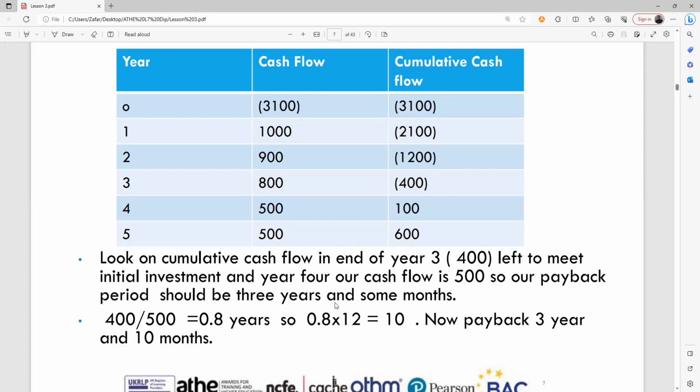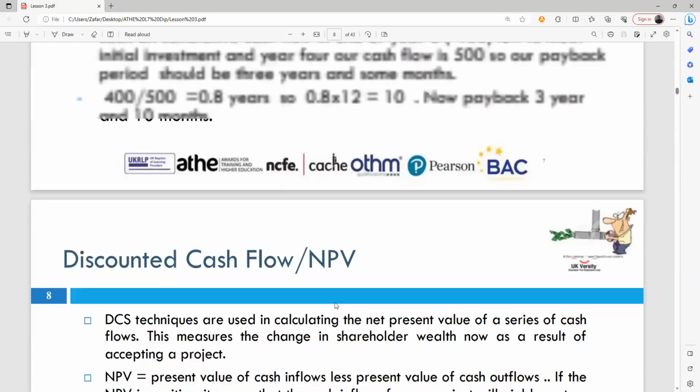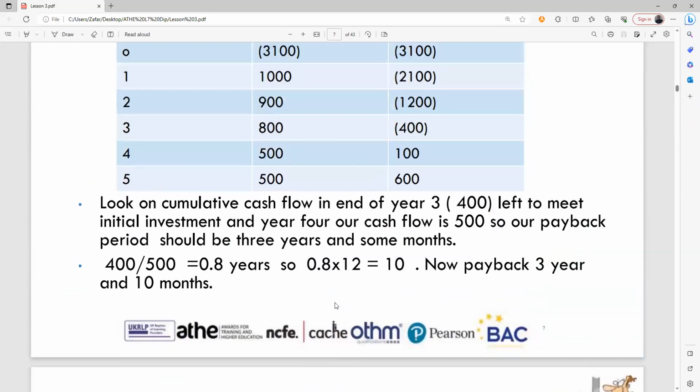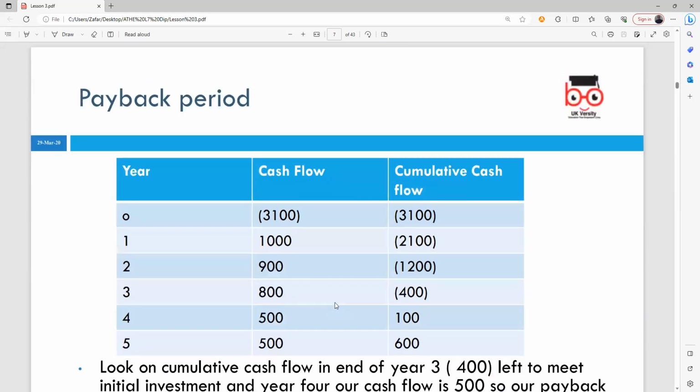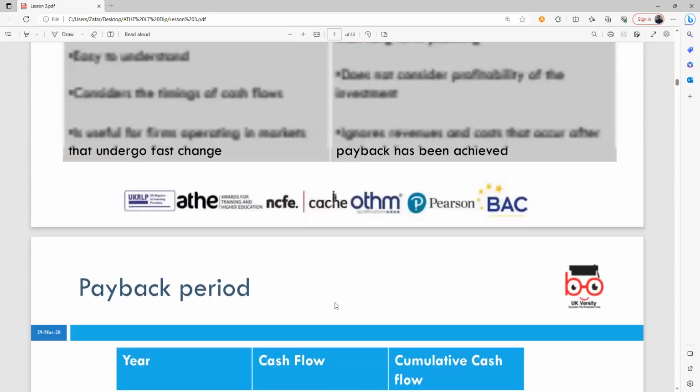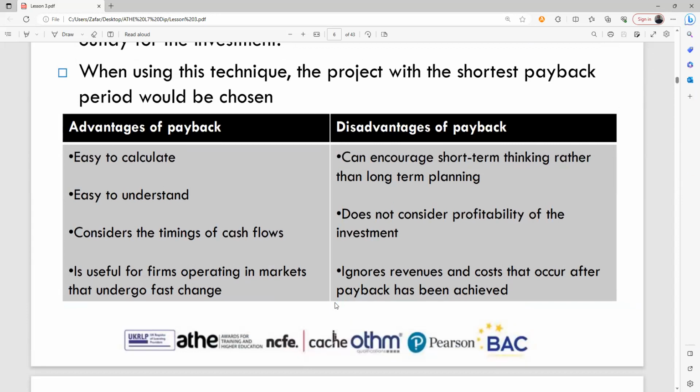The disadvantage is that it doesn't take any interest into account. It doesn't take any time period into account. It doesn't consider any other timings. So this is a quick, simple method.